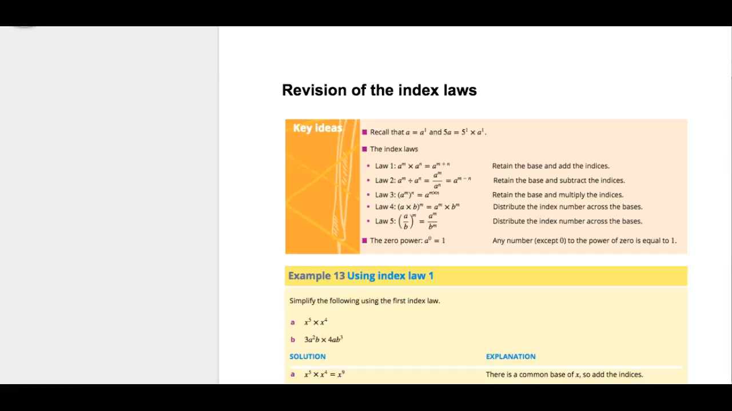Basically, here the letter A represents the base. So we call the number, whatever we're taking the power to, the base. Okay, so here A is the base and M is the power. A is the base and N is the power. And you can see in law 4 and 5, we've got two different bases there.